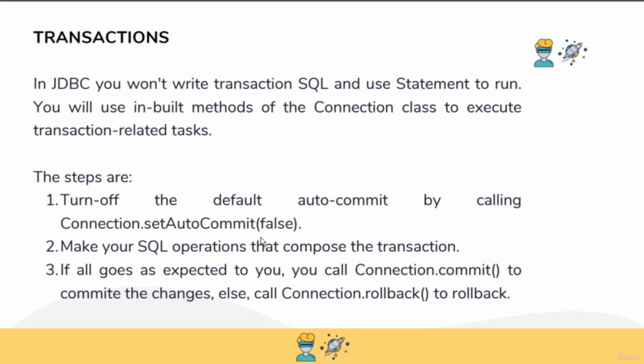These are the steps that you are going to follow. Turn off the default auto commit by calling connection.setAutoCommit to false. Second step, make your SQL operations that compose that transaction, the bunch of statements, in other words. Third, if all goes as you expected, you will call the connection.commit method to commit the changes. Else you're going to call connection.rollback to roll back.